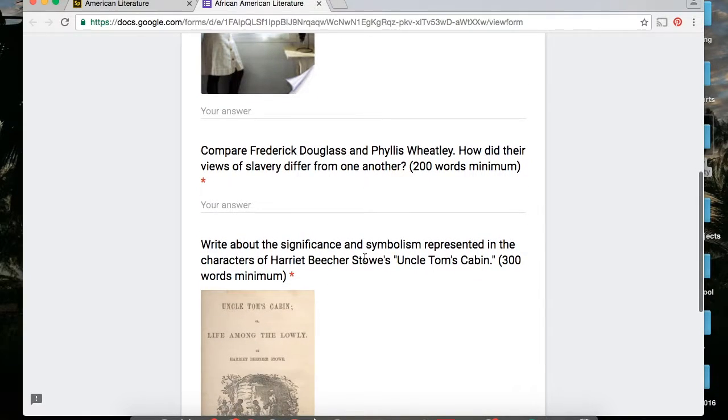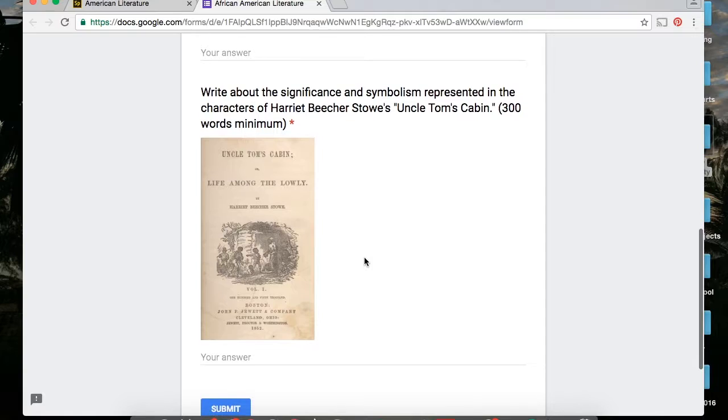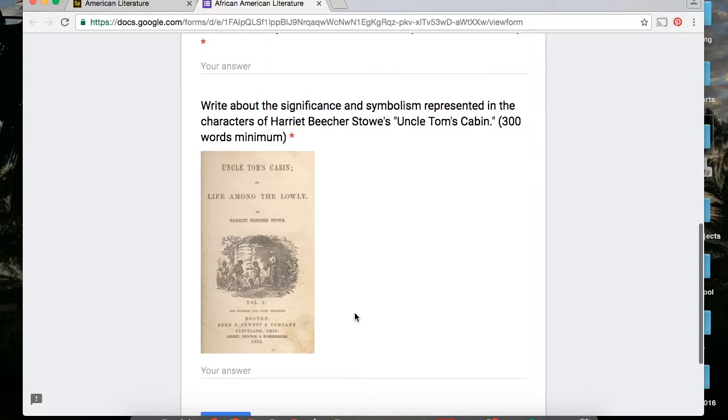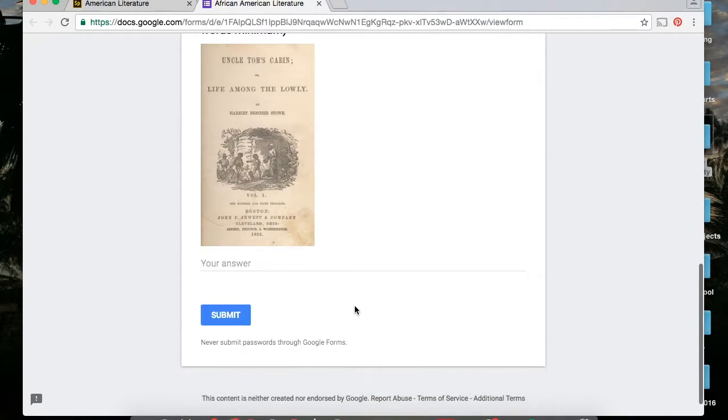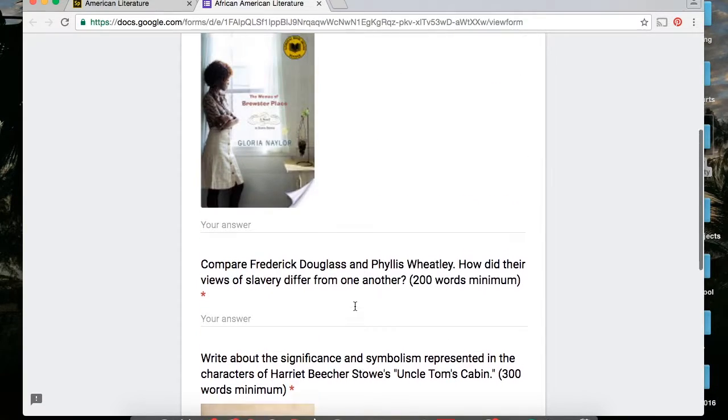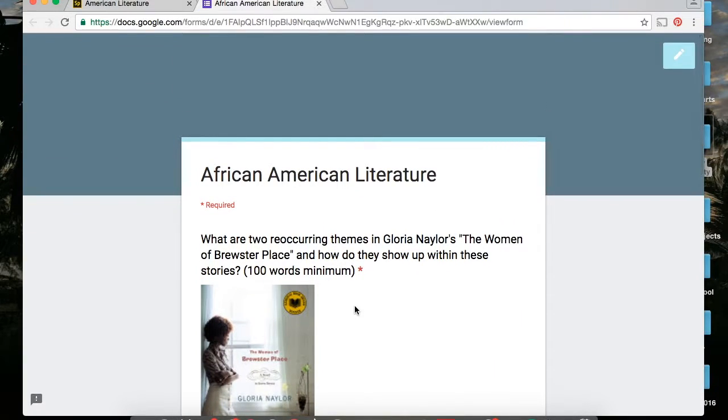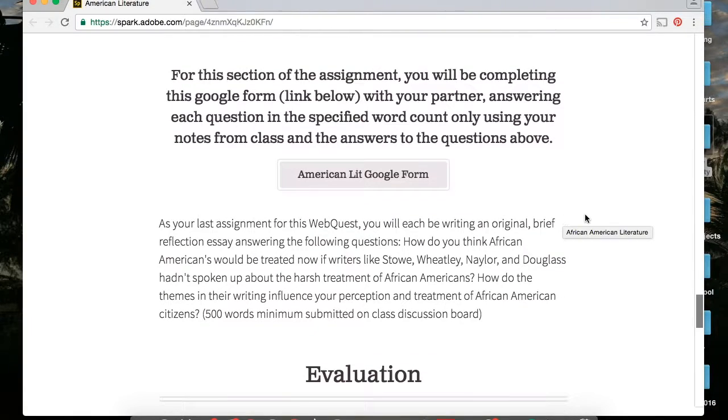Write about the significance and symbolism represented in characters of Harriet Beecher Stowe's Uncle Tom's Cabin. 300 words minimum. Since this is a broader question, they have more words to answer with. It's cool because the students can all work together collaboratively on this project, submit it, and compare and contrast their answers, but they all have their own thoughts, so their answers aren't going to be exactly the same.